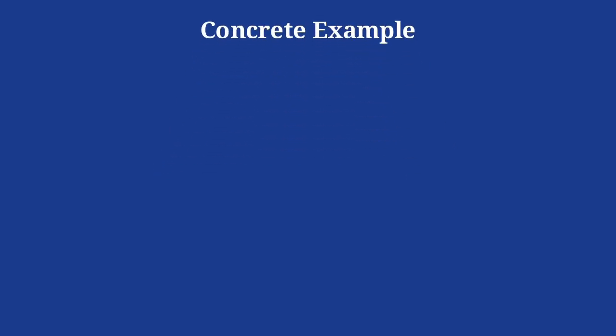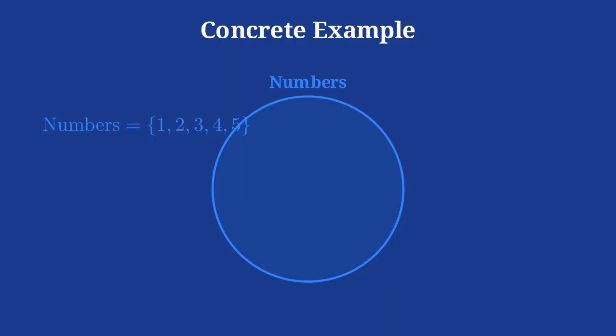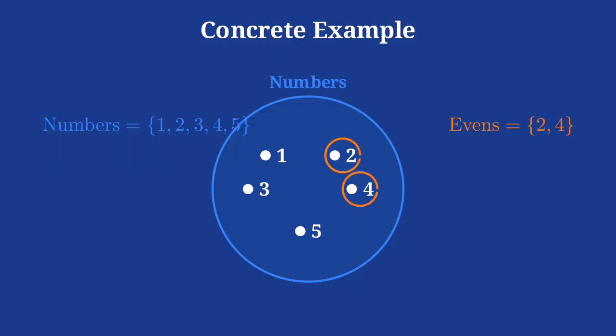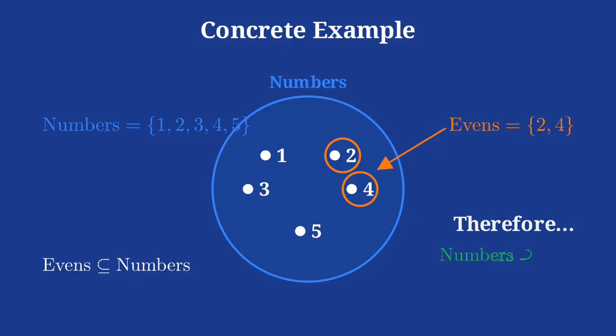Consider the set numbers, which contains 1, 2, 3, 4, and 5. Here's our number set, with all 5 elements clearly visible. Now, let's define another set called evens, which contains just 2 and 4. Look carefully. 2 and 4, the even numbers, are both inside our number set. So we can say evens is a subset of numbers. Therefore, numbers is a superset of evens.